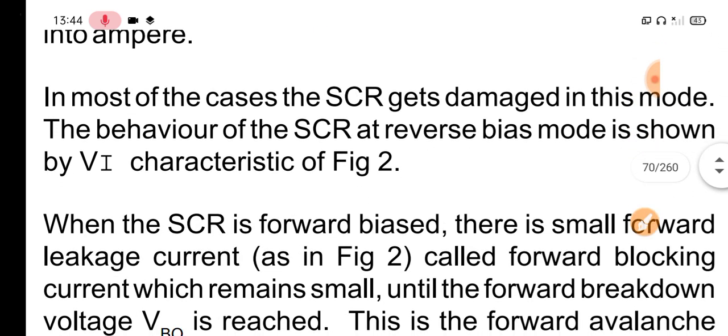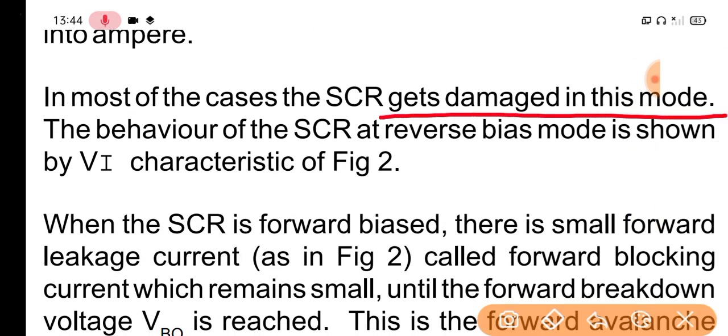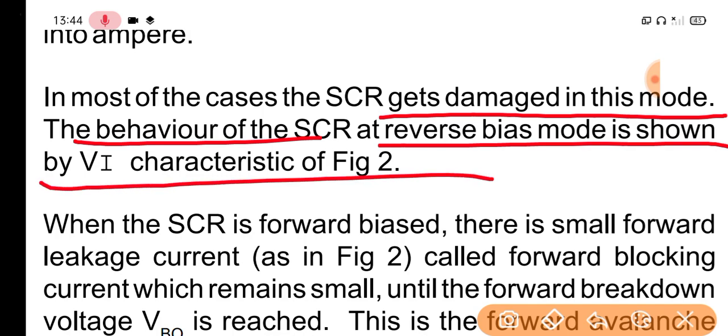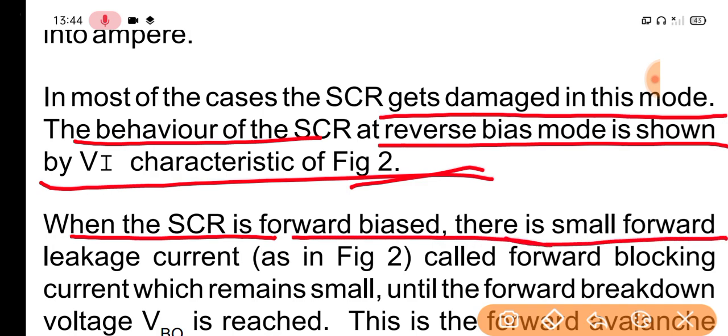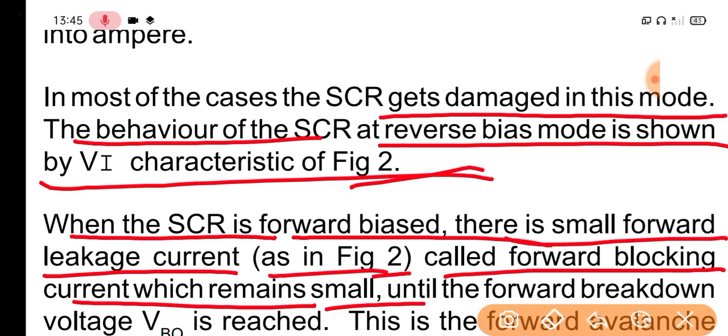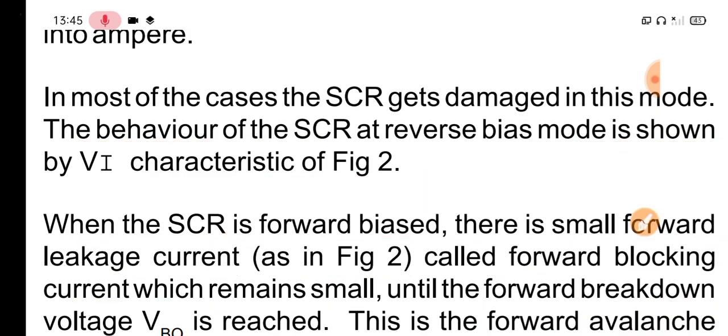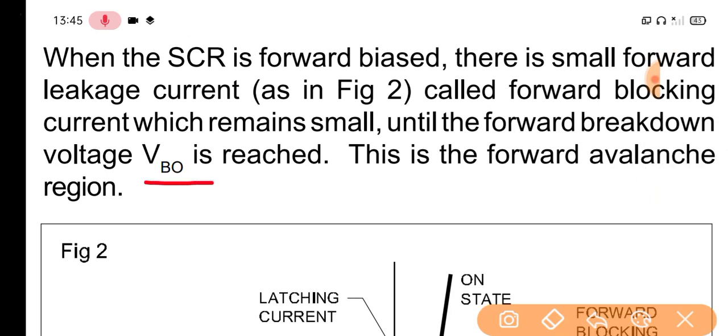In most cases, the SCR gets damaged in this mode. The behavior of the SCR in reverse biased mode is shown by the characteristics in picture 2. When the SCR is forward biased, there is a small forward leakage current, called the forward blocking current, which remains small until the forward breakdown voltage VBO is reached. This is the forward avalanche region.